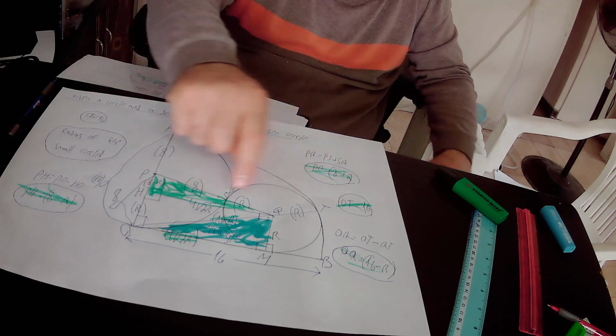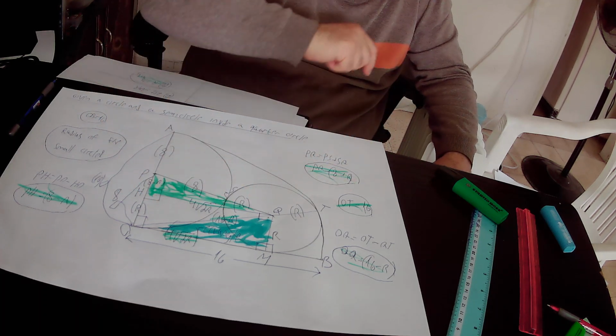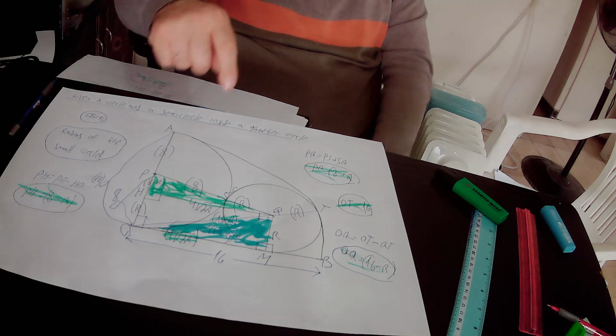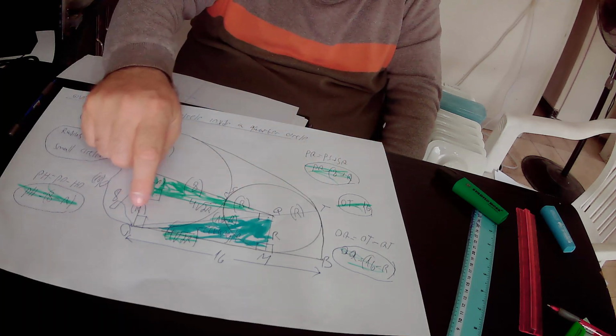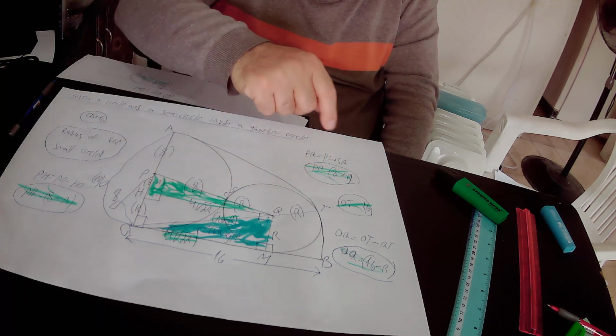So OQT is one straight line. If OQT is one straight line, it means that OT is also one straight line.